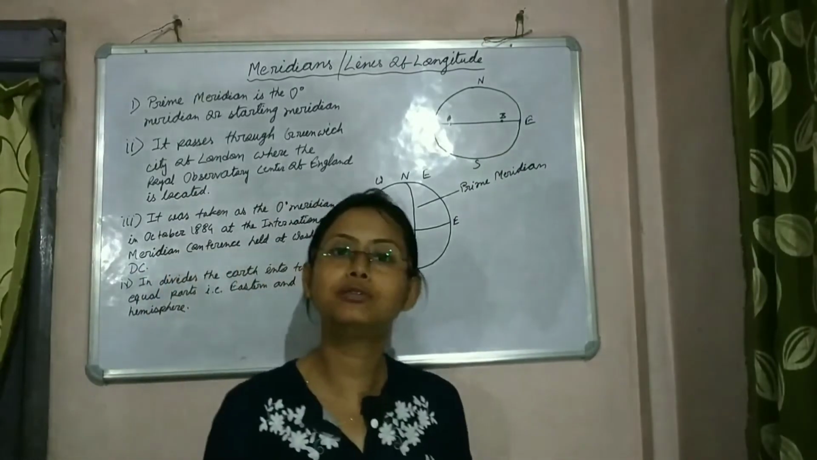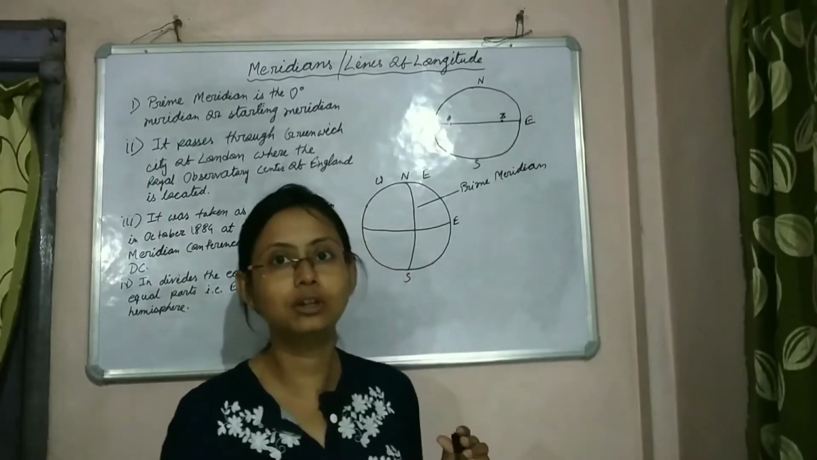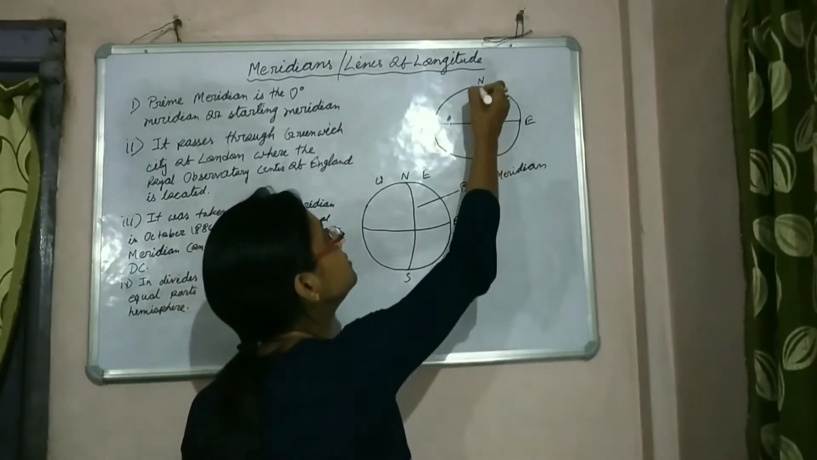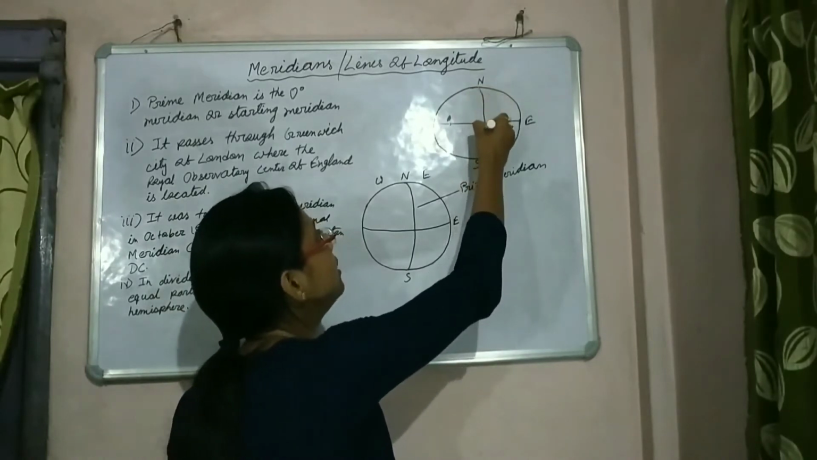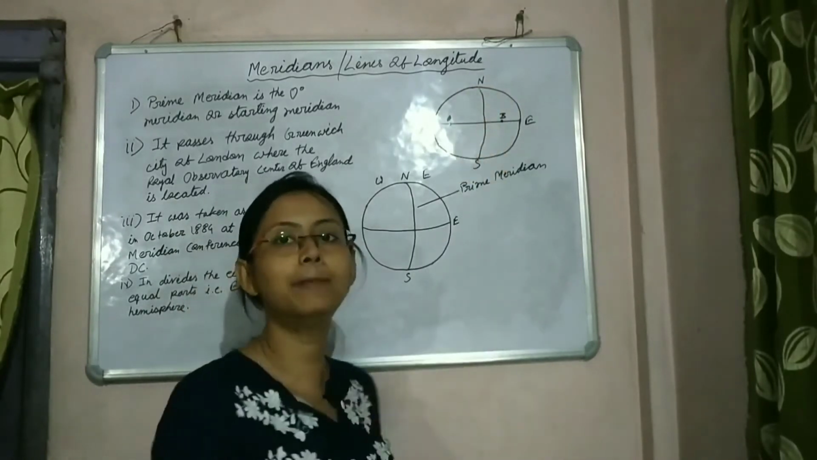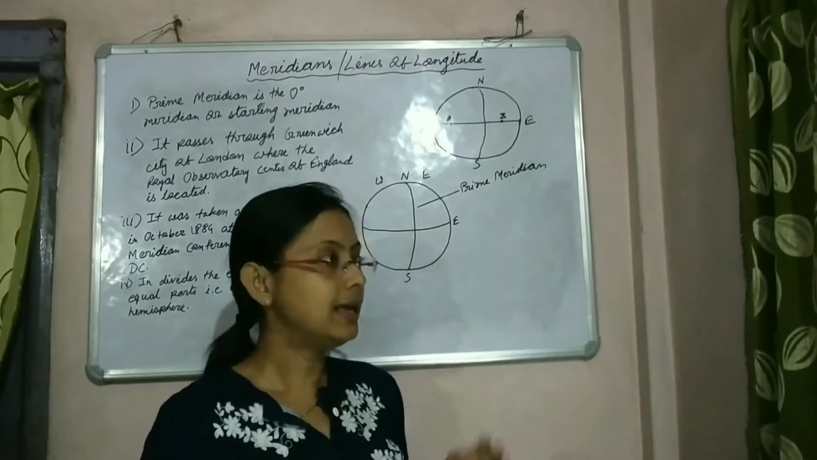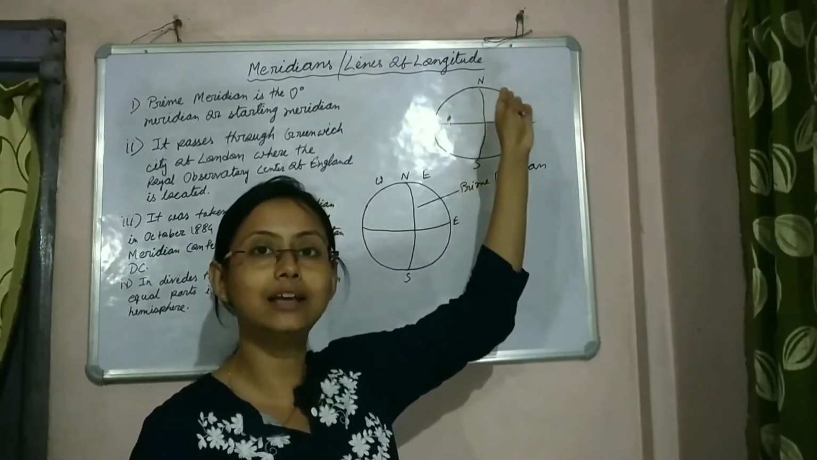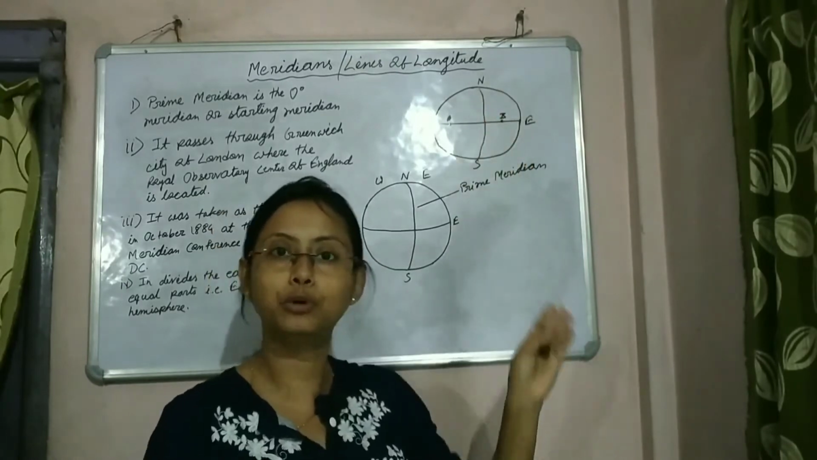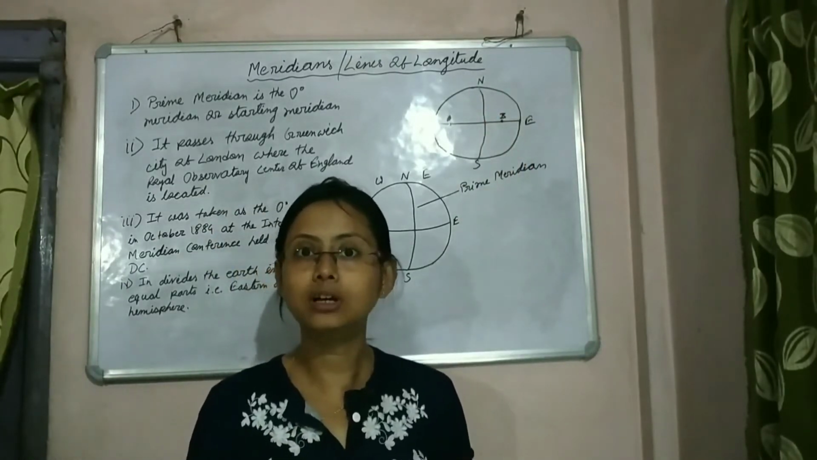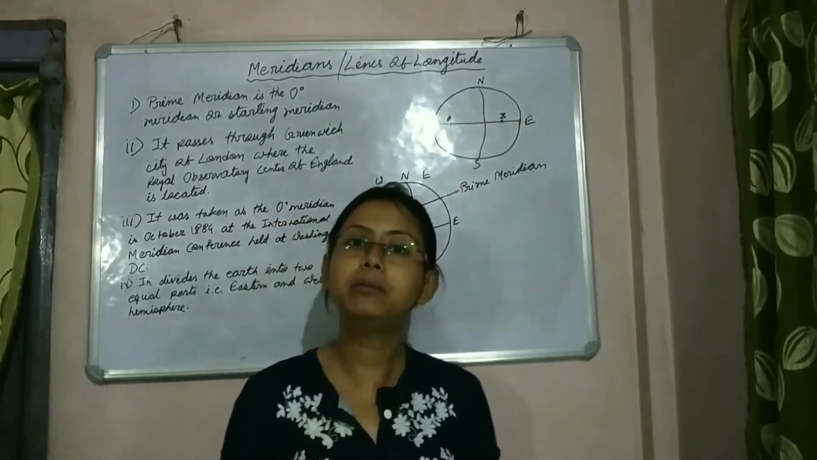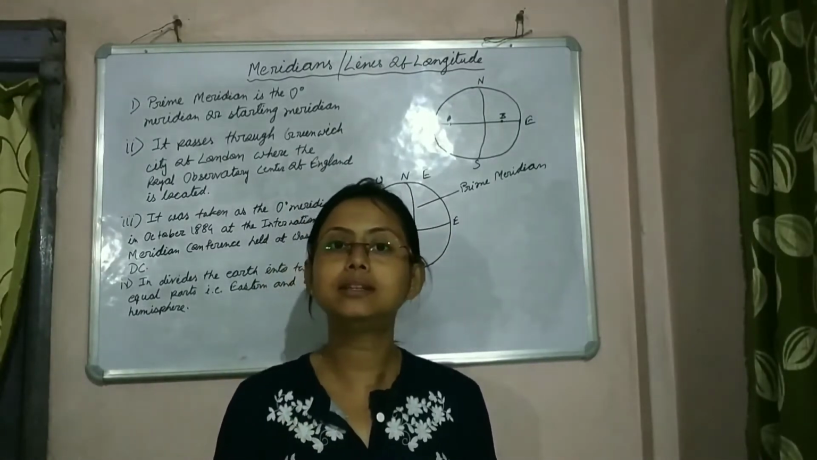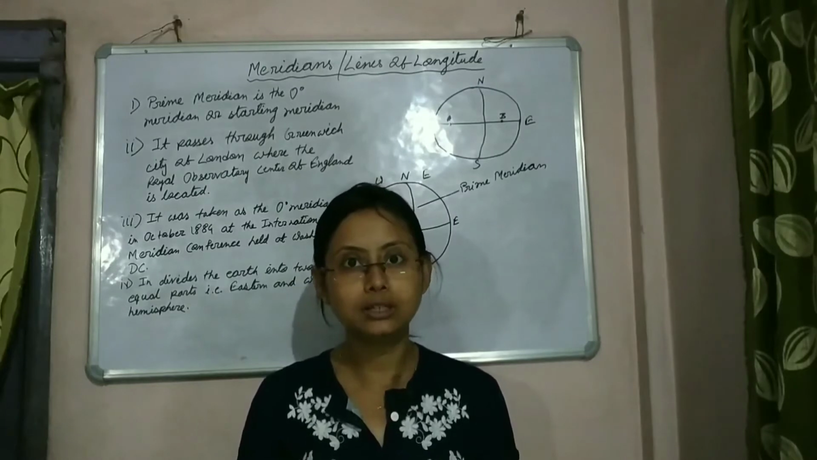And what is the name of that set of lines? That is meridians or lines of longitude. Now how are the meridians drawn? Meridians are drawn from the north pole to the south pole. These are the meridians, the lines which are drawn from the north to the south pole. They are called meridians or lines of longitude. Now, how many meridians are there in total? There are 360 meridians. A total of 360 meridians are drawn on the surface of the earth.